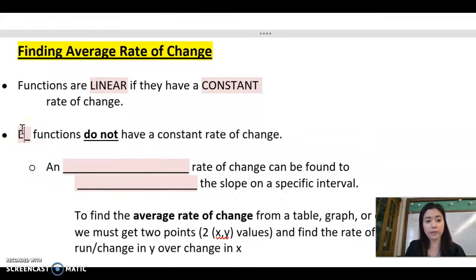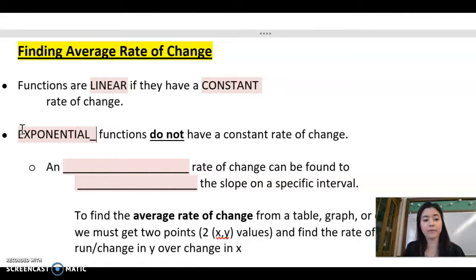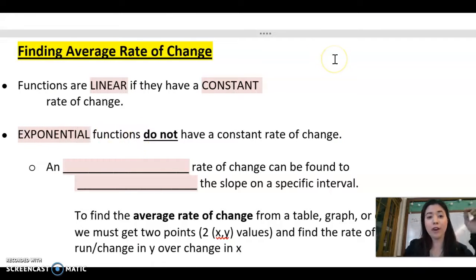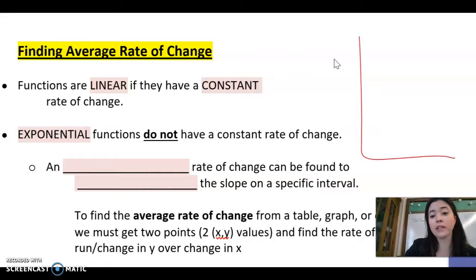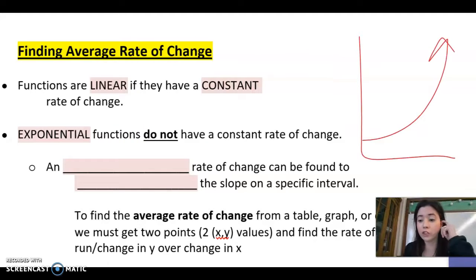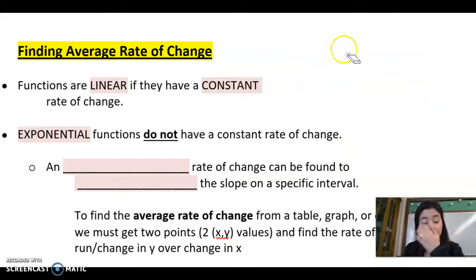Exponential functions do not have a constant rate of change. And if we think about it, it makes sense. If we graph an exponential function, we're either flat and then get really steep. So our rate of change, how quickly or slowly we're changing, is different as we look at different parts on our graph. From here to here, we're not changing by very much. Here we're changing by a little bit more. Here we're changing by a lot. So our rate of change is different between each set of points, so it's not constant.